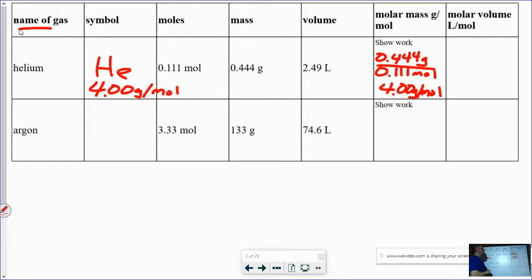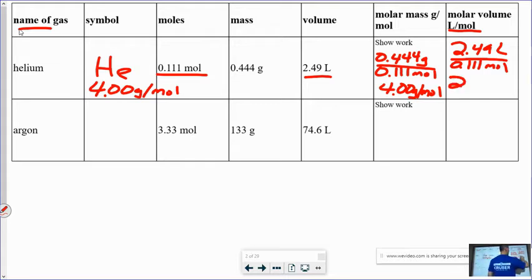But now we're going to look at something called molar volume, which is liters divided by moles. So that gas took up 2.49 liters according to this. And how many moles do we have? That's how many moles we have. So we're going to divide that by the 0.111 moles. We do that math and we end up getting 22.4 liters per mole. And that is how much space, how many liters 1 mole of that gas would occupy at certain conditions. And we'll talk about those certain conditions as we're going along.